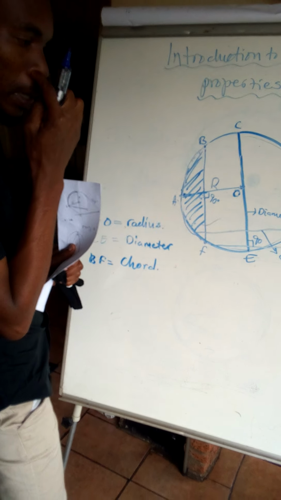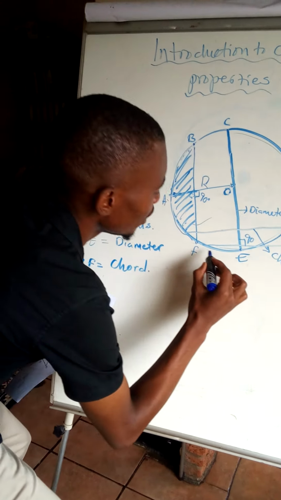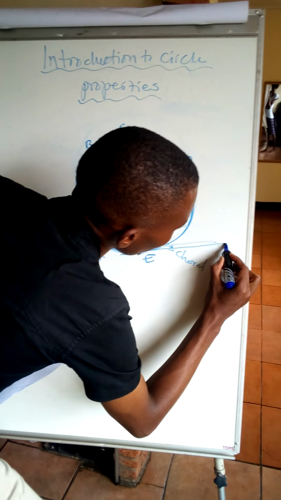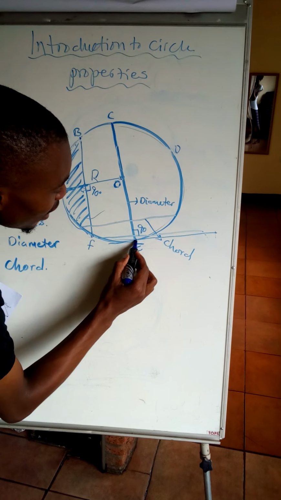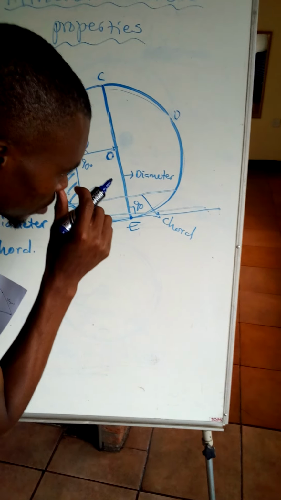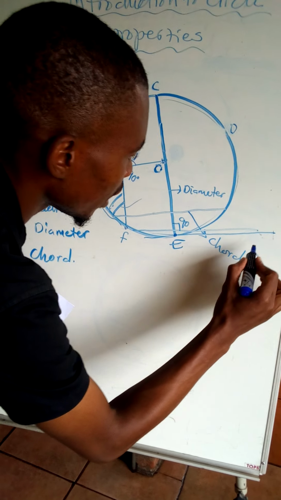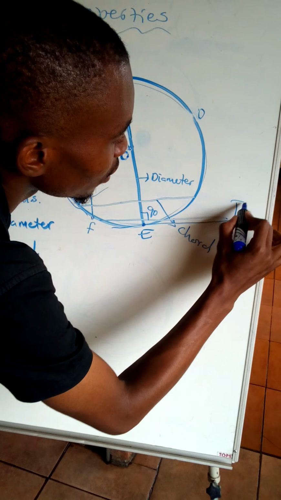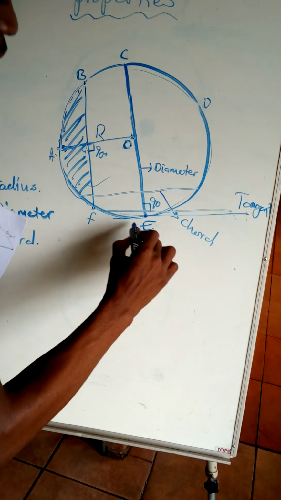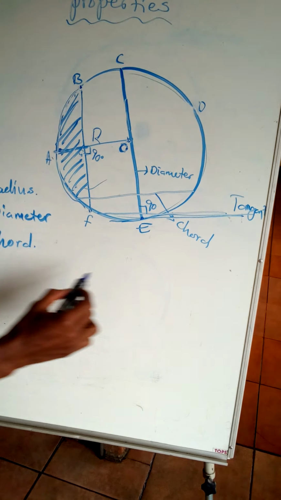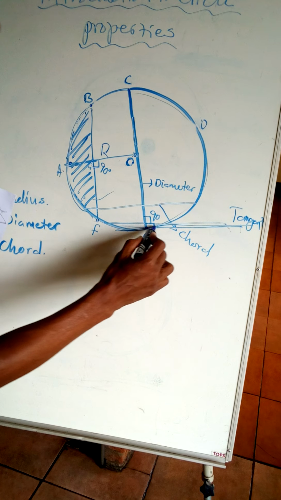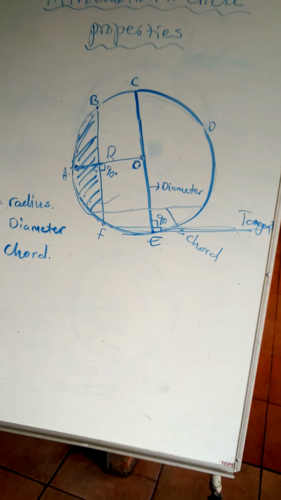Notice that if I extend it further down here, it will still cut the radius at 90 degrees. Okay, now if I try to move it further and draw it in such a way that it only touches the circle at one point, at point E, the line changes the name. It's called now the tangent. So this line is the tangent, and the tangent to the circle is perpendicular to the radius of the circle.